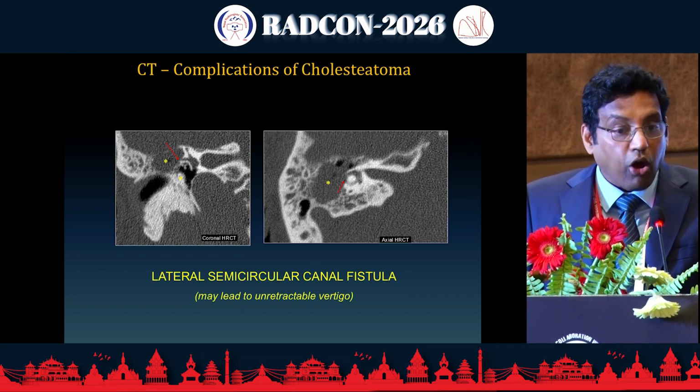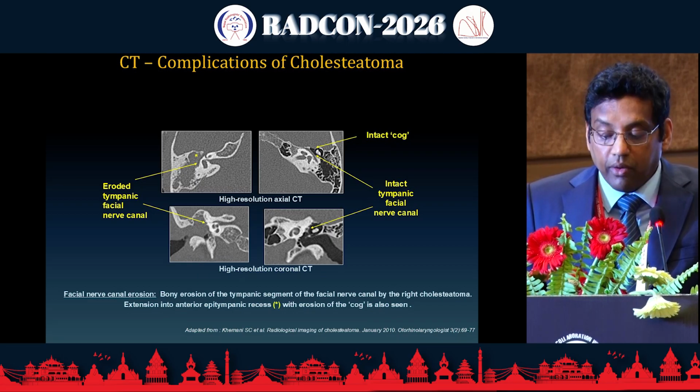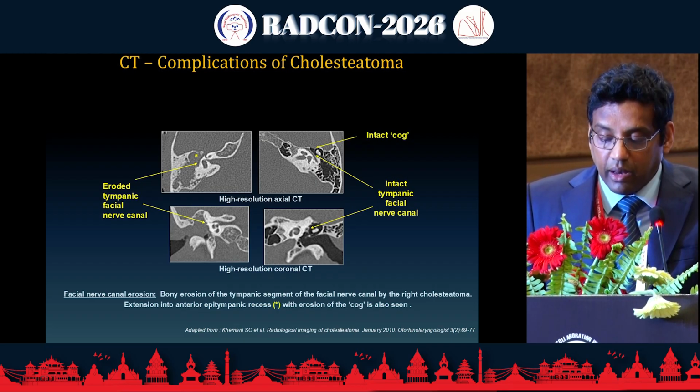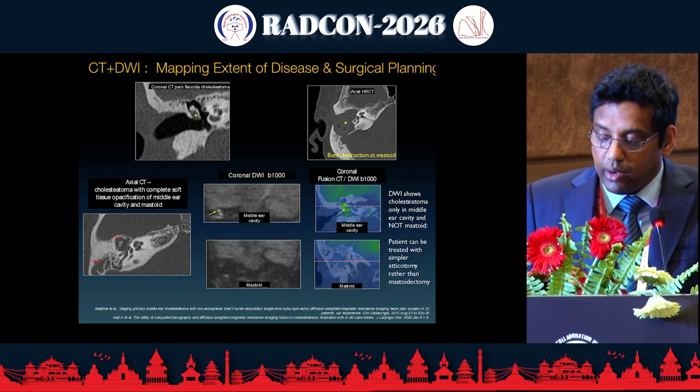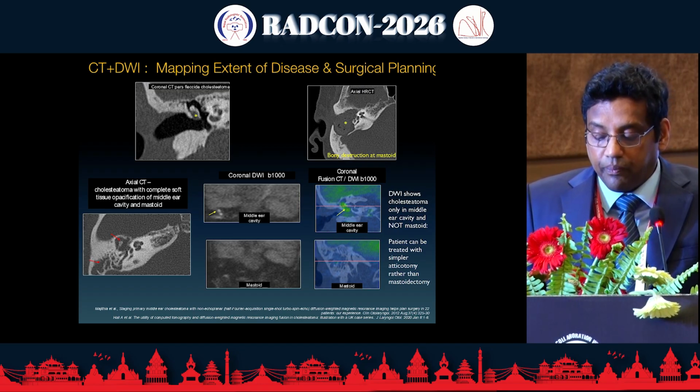Okay, there are complications now. Cholesteatoma not only erodes the ossicles, it can erode the lateral semicircular canal. So you get lateral semicircular canal fistula, as seen clearly on the CT. The semicircular canal comes in close contact with the cholesteatoma. The patient has intractable vertigo, and it is an urgent indication for surgery.